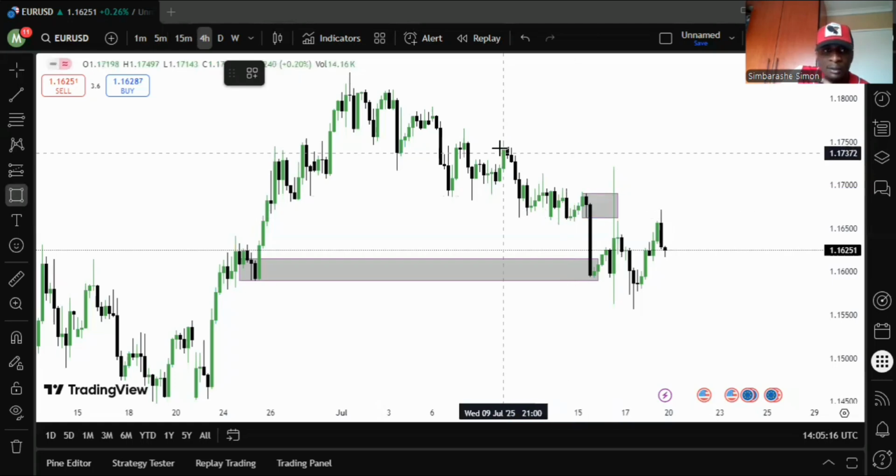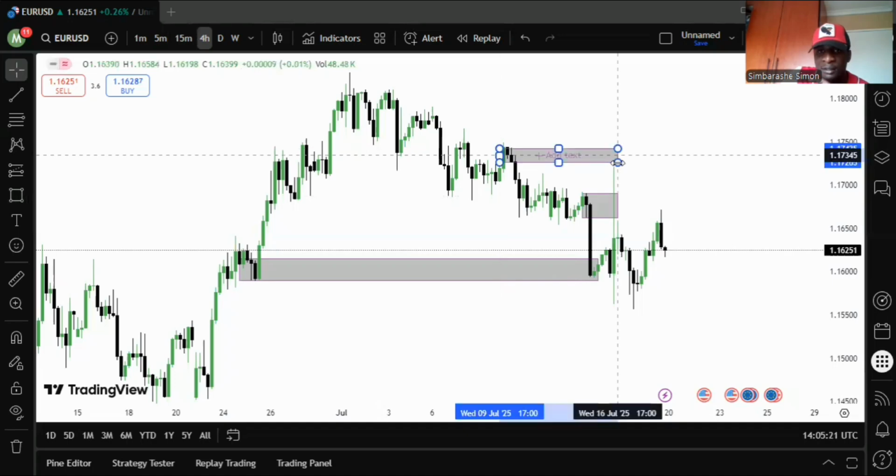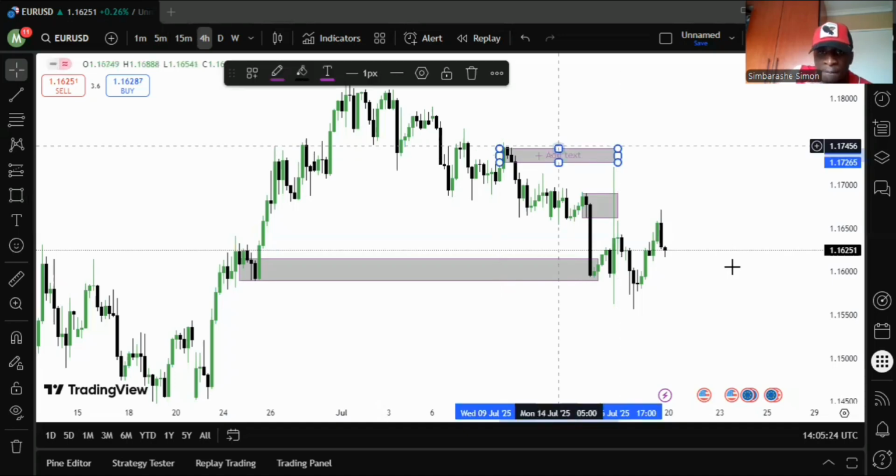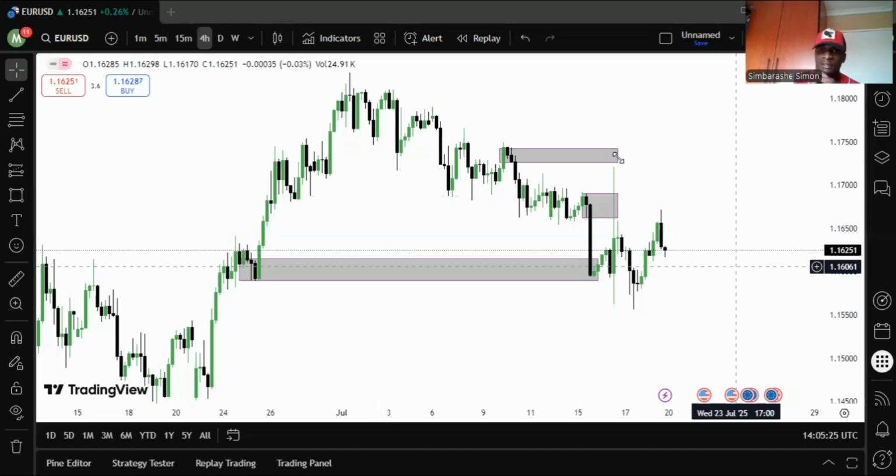Yeah, like this. And here I have another good supply zone. So that's how I do it, guys. Like this here. So the market is like this, and here we failed to keep it there. So that's how I do it.